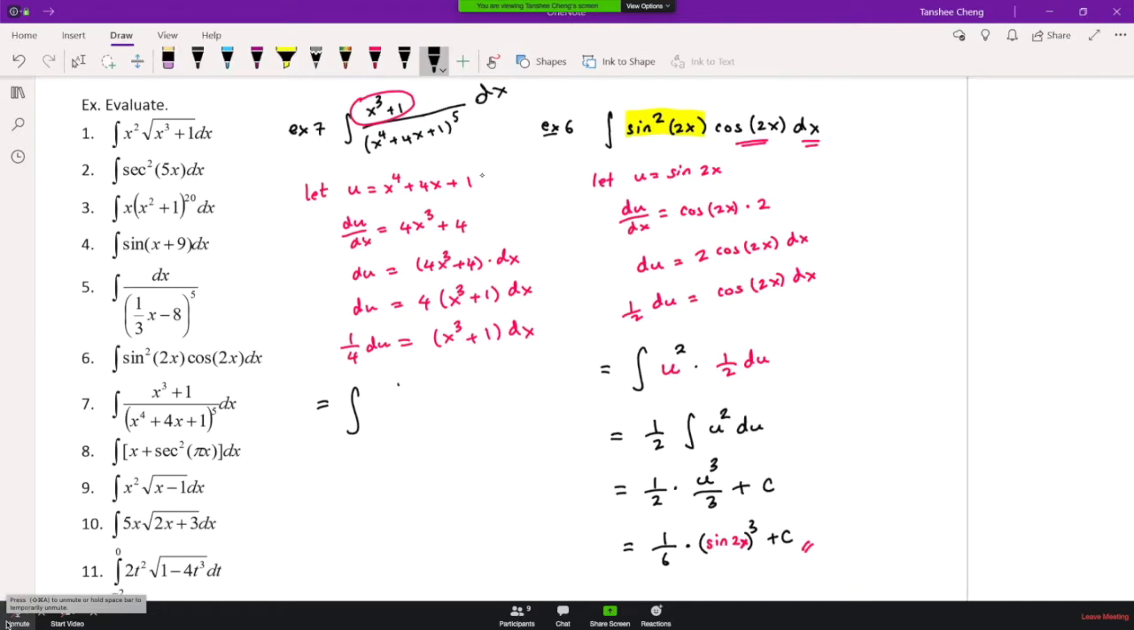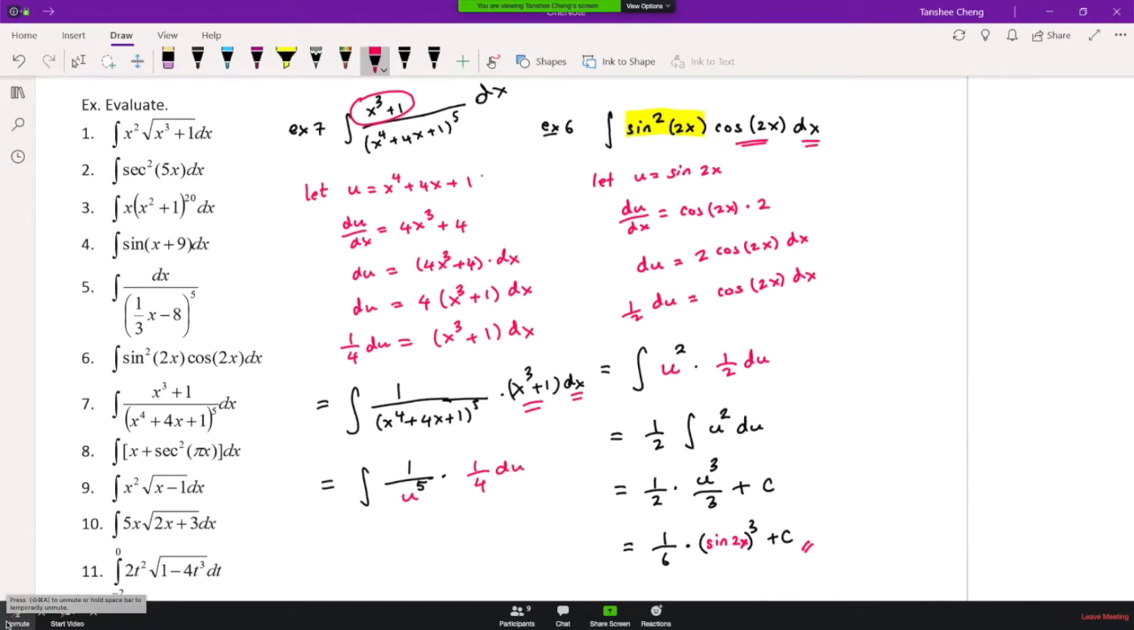I'm going to rewrite it: 1 over x to the 4th power plus 4x plus 1 to the 5th power times x to the 3rd plus 1 dx. By substituting, this will become 1 over u to the 5th power times, so this x to the 3rd power plus 1 dx is what?